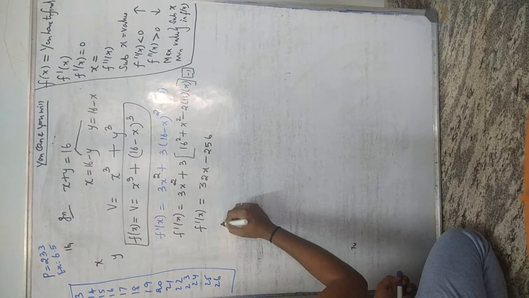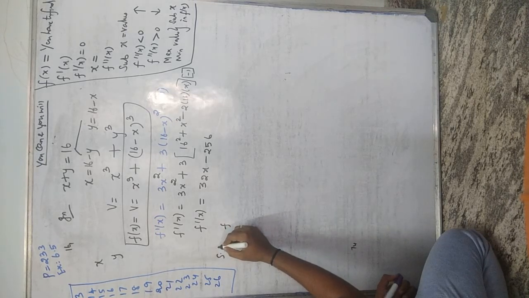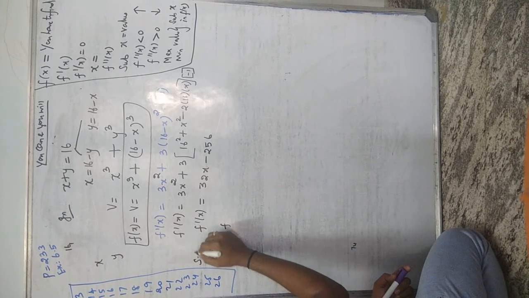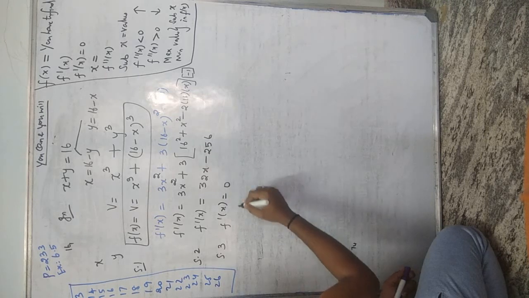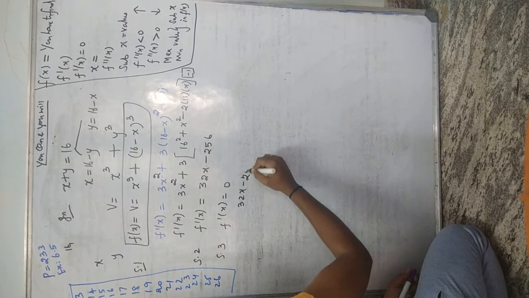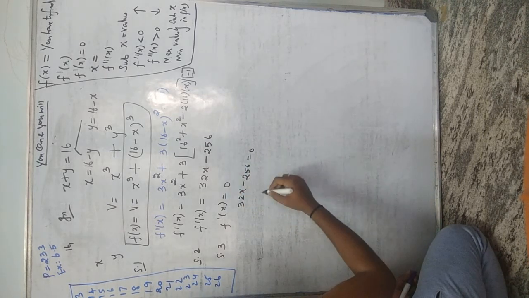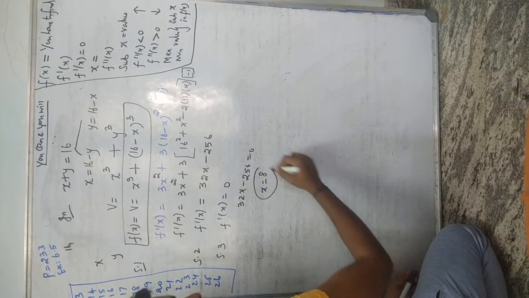Now the steps: this is step number 1, 2, 3. Step number 3, put f dash of x is equal to 0. So 32x minus 256 equal to 0. So x value is 8. This is your critical point.